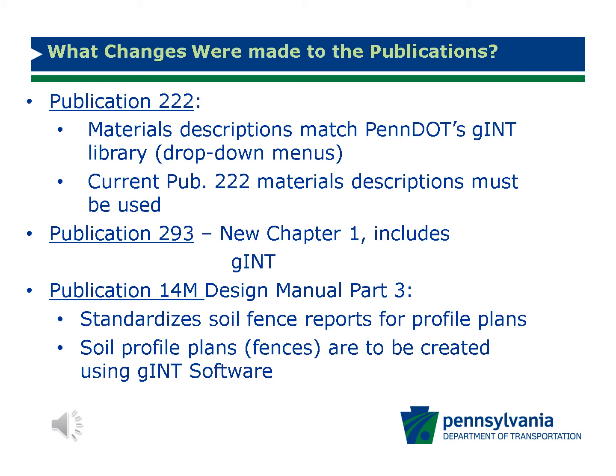Publication 222. Publication 293, Geotechnical Engineering Manual, Chapter 1, was completely rewritten and requires GINT software for the creation of the soil fences used on cross-sections and profile plans. Design Manual Part 3, Chapter 5, Soil Profile Plans, was revisited to require GINT software for creating soil fences and to indicate that current Publication 222 must be followed for soil and rock descriptions.